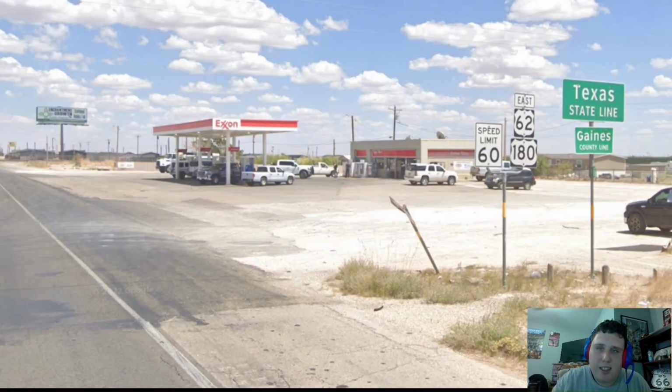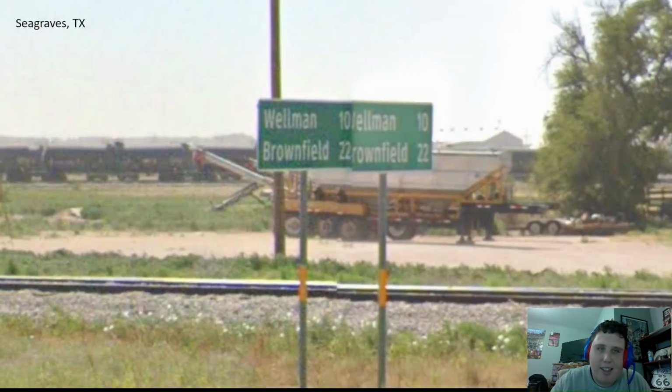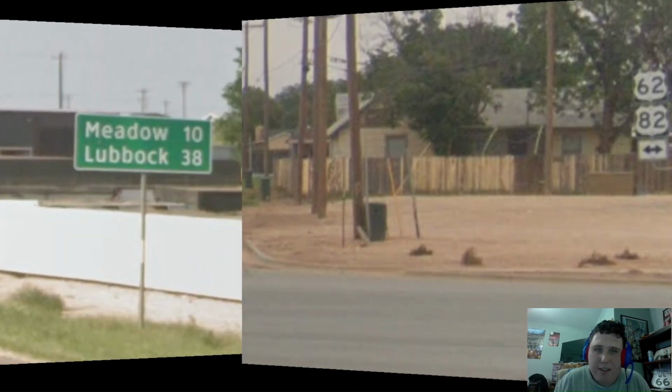Here we are entering back into the state of Texas, and we have a Texas state line and this Exxon gas station in case you need to stop and get some gas or some snacks. Here in the town of Seminole, Texas, we're meeting US 385, and 62 is going to be joining with 385 to head northeast of here. And then here on a mileage sign in Seagraves, Texas, we have Brownfield at the bottom line, which is 22 miles away. Here's US 62 splitting off from 385 to join US 82 here in Brownfield, Texas.